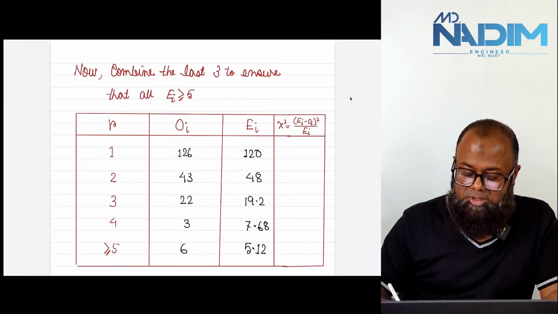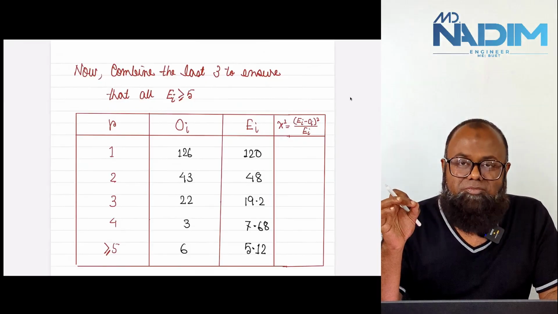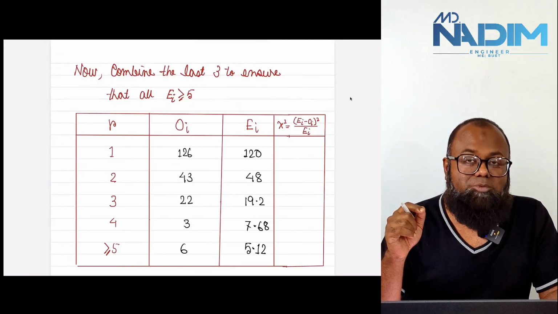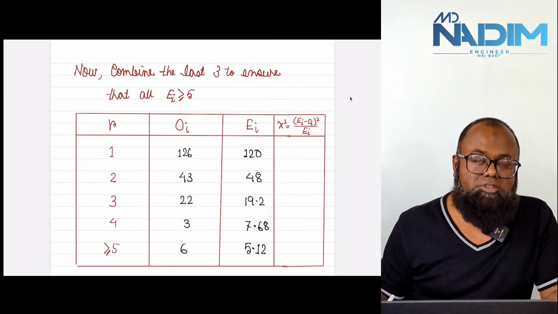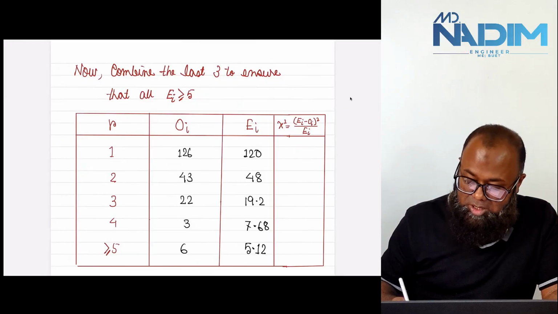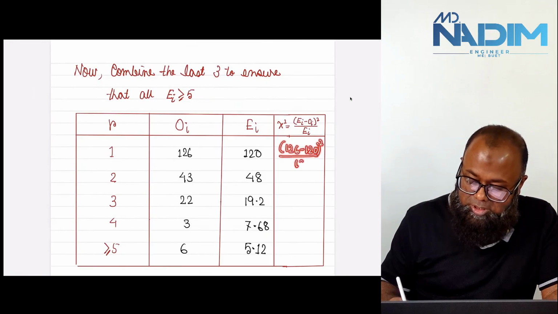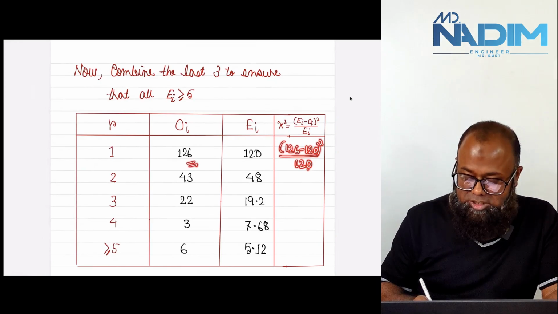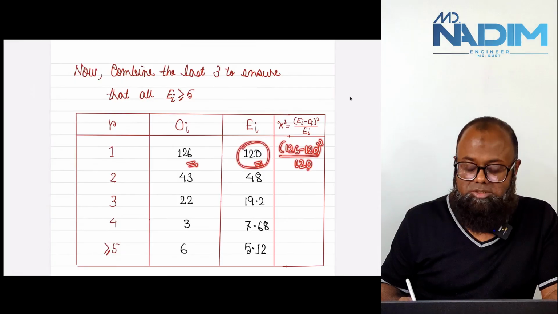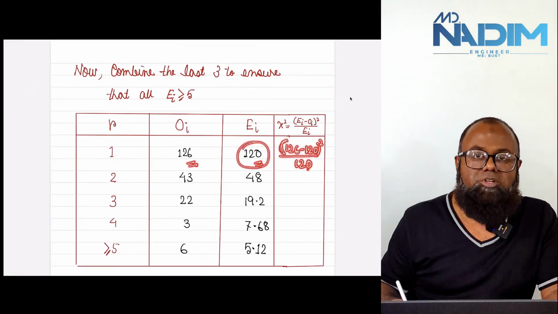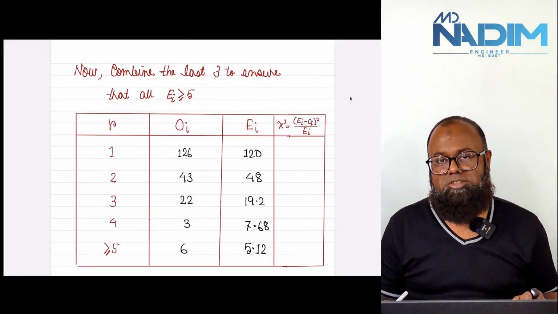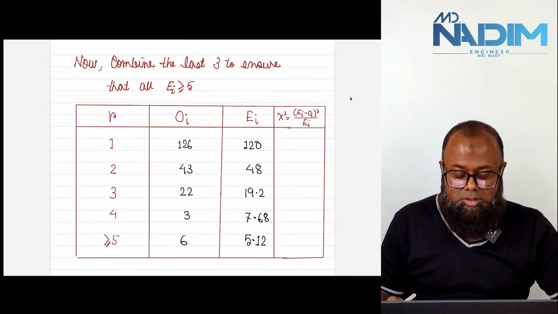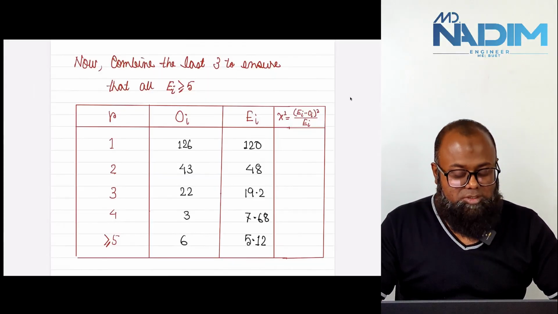Just use your calculator and you have to be a bit faster in your calculation, and at the same time, you have to be accurate and precise, because this is a very important calculation. Like the first one, how would you calculate that? 126 minus 120, whole square, divided by 120. So just pause the video for a few seconds and then complete the table, guys. I hope you have completed the table, everyone.